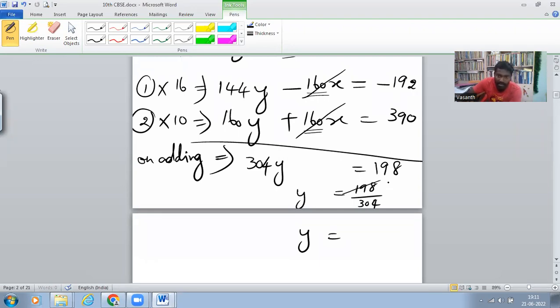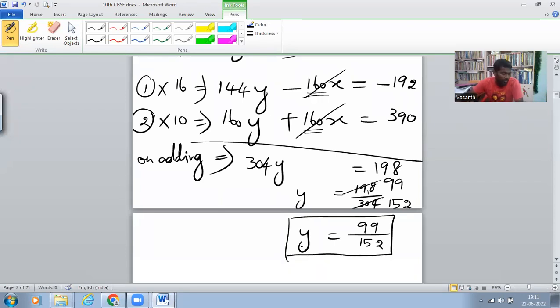Now in 19, 9 2s are 18. Remainder is 1. So in 18, again 9 2s are 18. So 99 2s are 198. Divided by, in 30 we can, that is 15. 15 2s are 30 and in 4, 2 2s are 4. So therefore the answer is 99 divided by 152. So the value of y is equal to 99 divided by 152. Okay, please write.